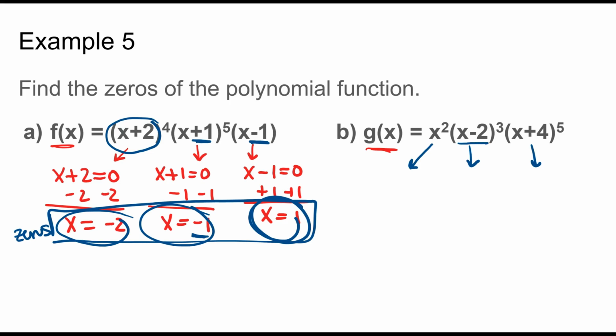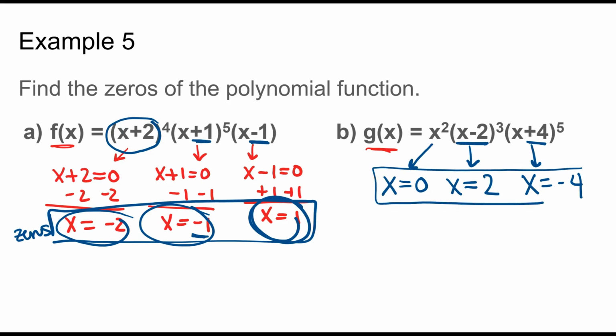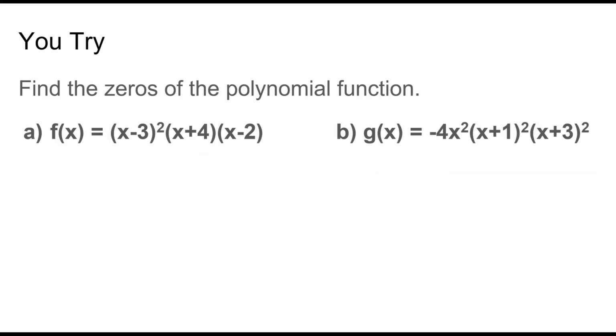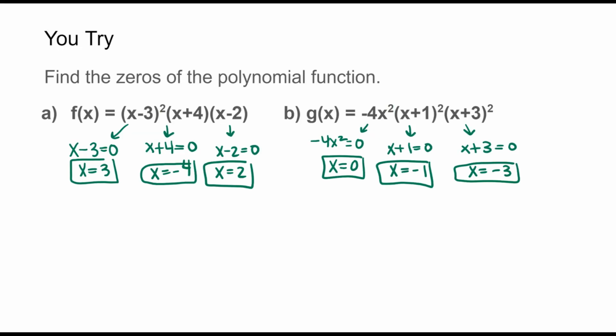So we know that the factor is minus 2, so the zero has to be positive 2. We know that the factor is plus 4, so the zero has to be negative 4. Let's take a look at this. This is x. So we want to know where x is 0. Well, that factor is simply x equals 0. You try these two examples on your own and see how you did.